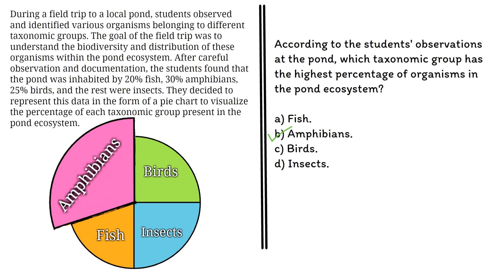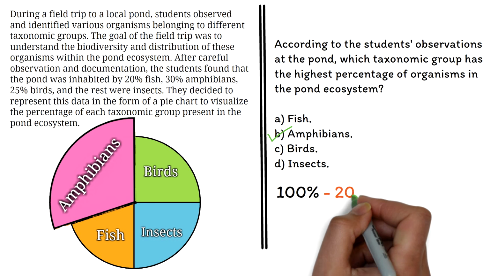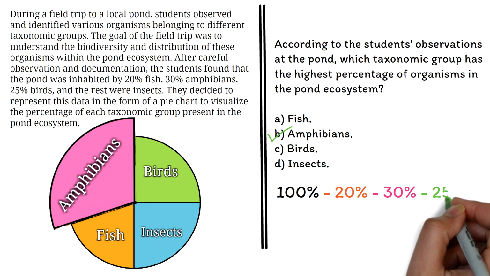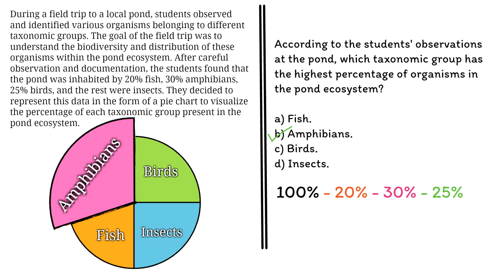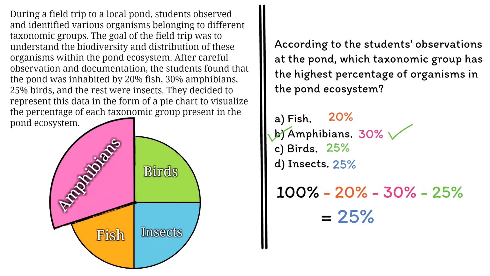To answer this question, you need to know the percentage of organisms that are insects, since that was not given in the passage. A full pie chart represents 100%. To get the percentage that are insects, we will subtract 100 minus the percentage of fish, which is 20, minus the percentage of amphibians, which is 30, minus the percentage of birds, which is 25. This will give us 25% as the percentage of insects. Now that we have all the percentages, we can see that the amphibians, which is 30%, is the highest.